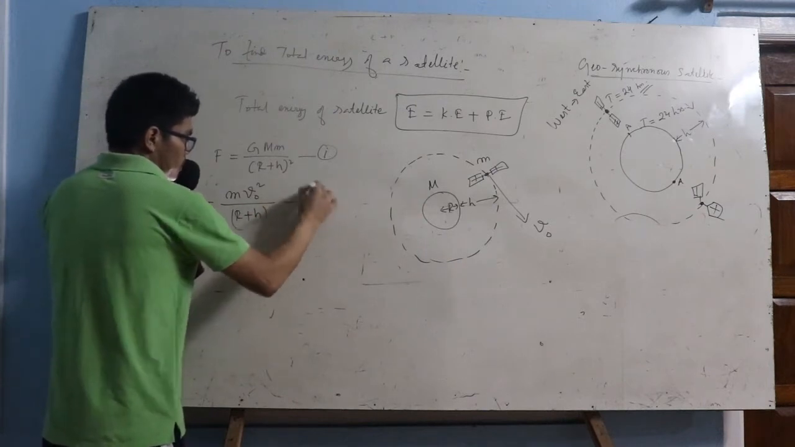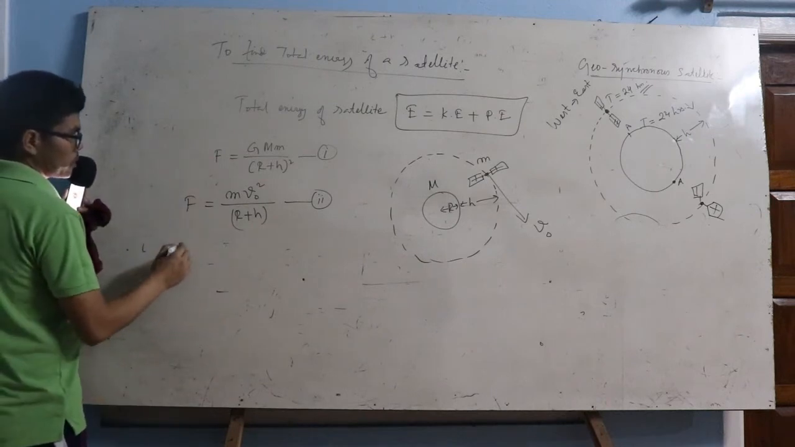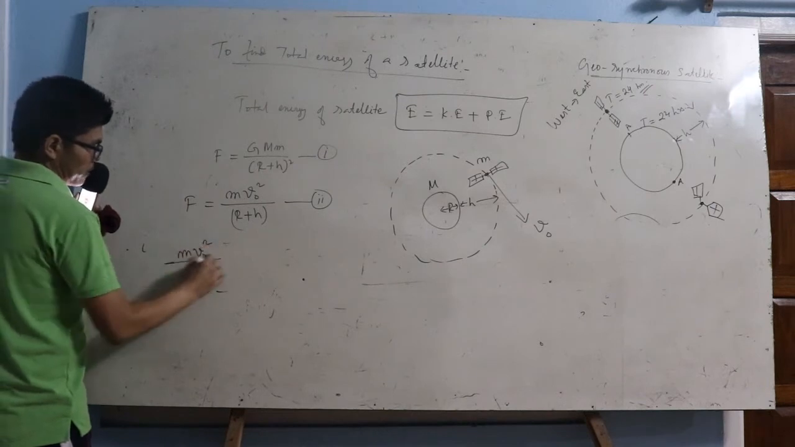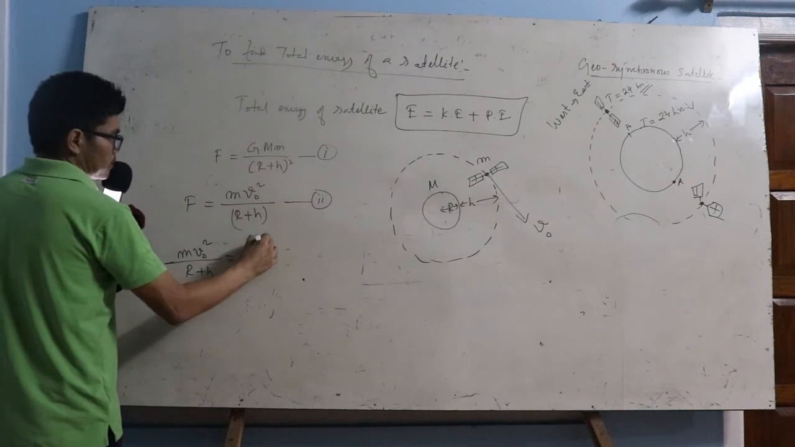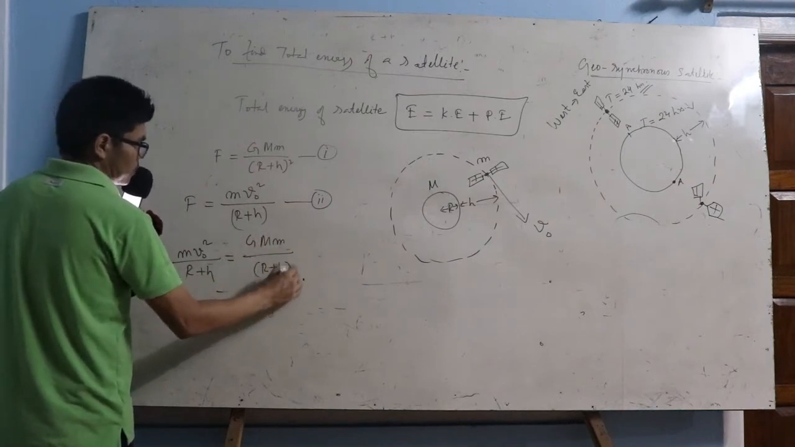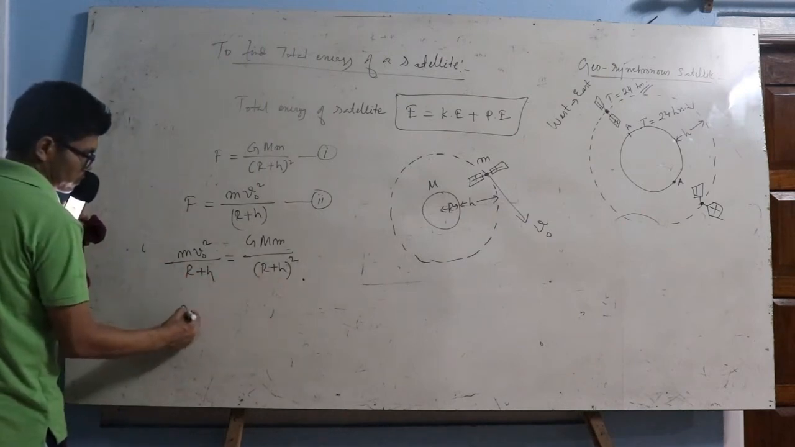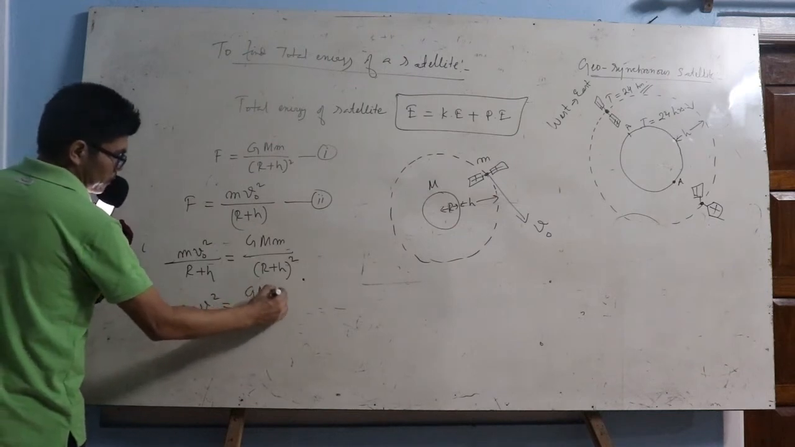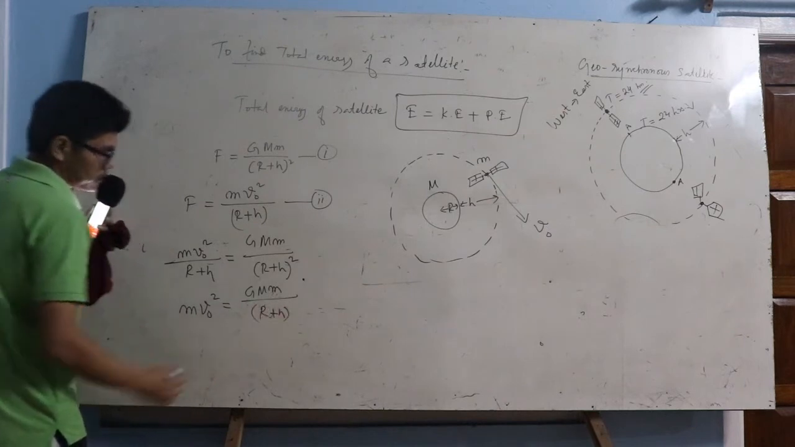So call equation number 2. Okay, let me get it from here. So from 1 and 2, if you do direct comparison, you can write mvo square by r plus h is equal to gmm by r plus h square. So just cancel these two. Give it like this. mvo square should be equal to gmm divided by r plus h is left here.